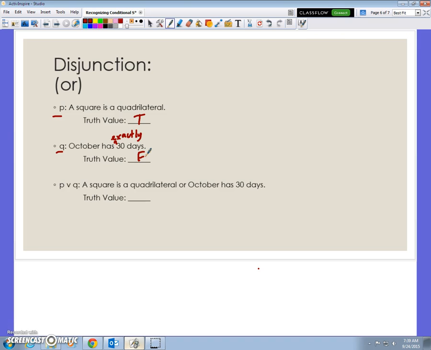Now, with an or statement, this little symbol underneath, I'm looking at statement P or statement Q. Only one of them has to be true. A square is a quadrilateral, that's true, or October has exactly 30 days. Well, is one or the other true? Yes, so technically if one or the other is true, then the truth value would be true for a disjunction, or an or statement. One or the other must be true.